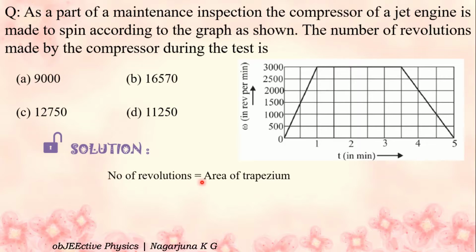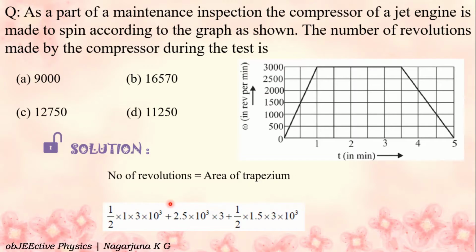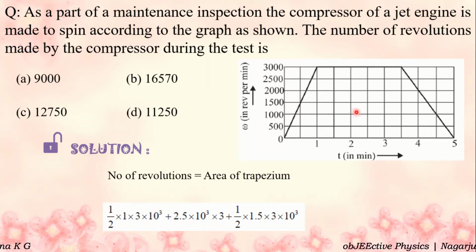Number of revolutions is equal to the area of the trapezium. See the last line here, area of trapezium. So 0 to 1 is a triangle. From 1 to 3.5, it is a rectangle. And 3.5 to 5, again a triangle. So area of the first triangle plus area of the rectangle plus area of the next triangle.